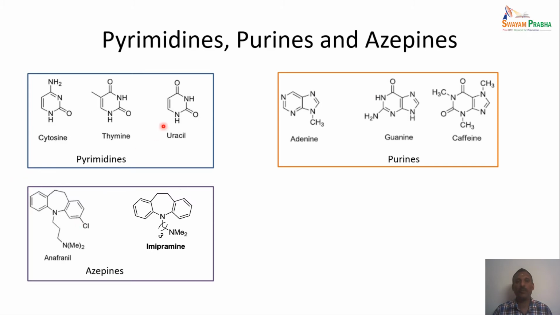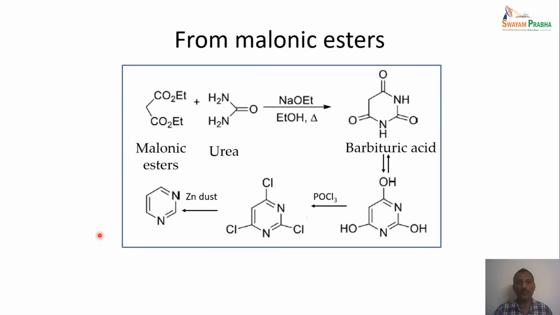Some important purines and pyrimidines are shown here. For example, in the case of pyrimidines, we have cytosine, thymine and uracil, which are present in DNA and RNA. In the case of purines, we have adenine and guanine. Caffeine is another important compound which we generally drink in coffee, and Anafranil and imipramine are some of the azepines shown here. So these are some of the examples of purines and pyrimidines.